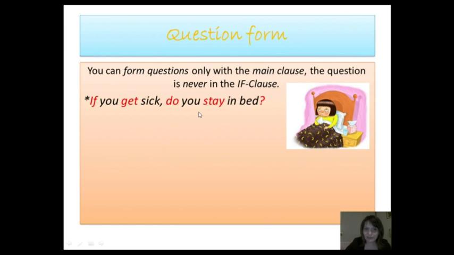Now, let's look at the same example but written in the third person singular. It says, if she gets sick, does she stay in bed?